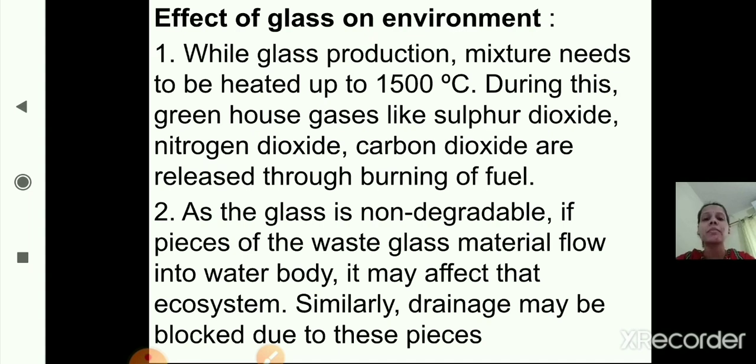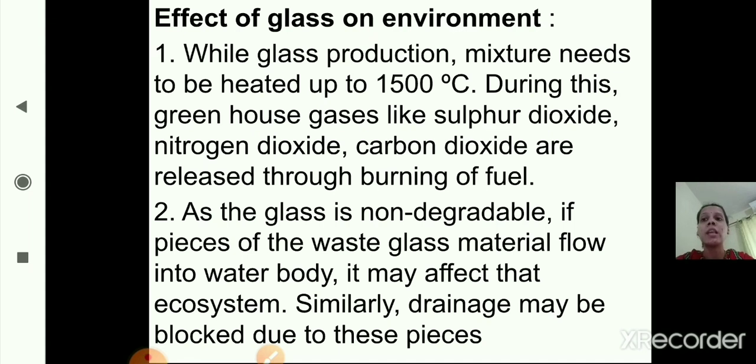And the second one is, as glass is non-degradable, if pieces of the waste glass material flow into water bodies, it will affect the ecosystem. Similarly, the drainage may be blocked due to these pieces. So these are the adverse effects of glass on the environment.